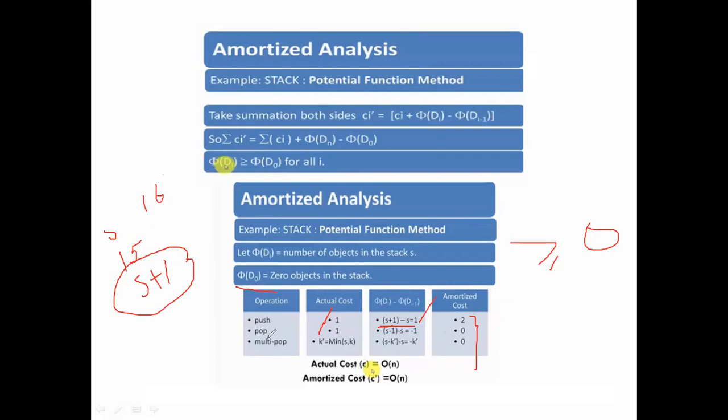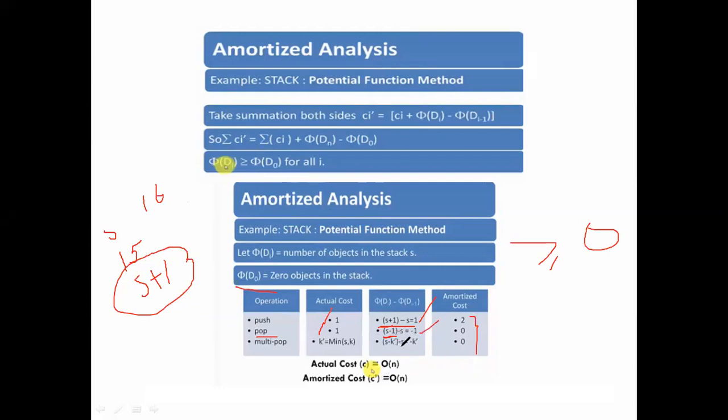In the pop operation, we are deleting the top element in the stack. That's why we are using minus 1 here. Plus 1 means if you are inserting an element, it will add 1 to the stack size. For deleting an element, we subtract 1. In this way, we get 1.